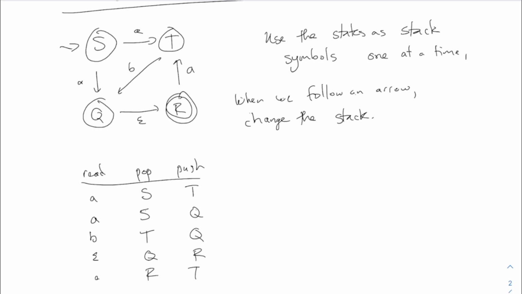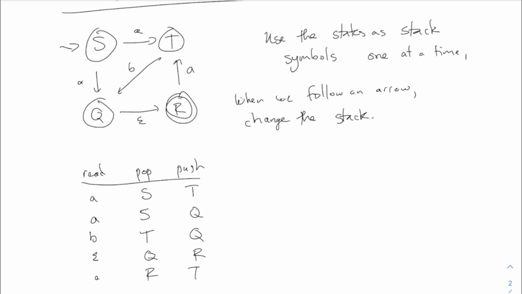There is something, so I've translated all the arrows. You should also make sure that you have properly accounted for which one is the starting state and also which ones are the accepting states. So the starting state is S. That is accounted for down here just because I use S as my starting stack symbol. So you don't really have to do anything special for the starting state.